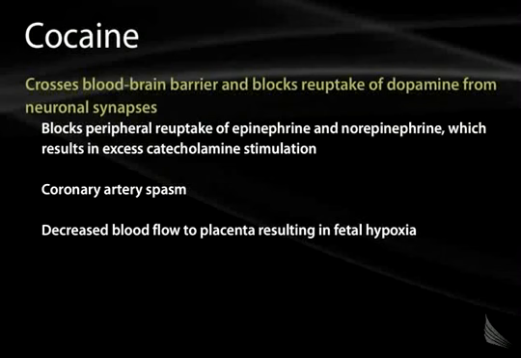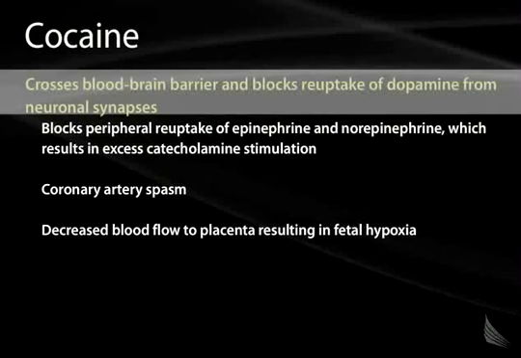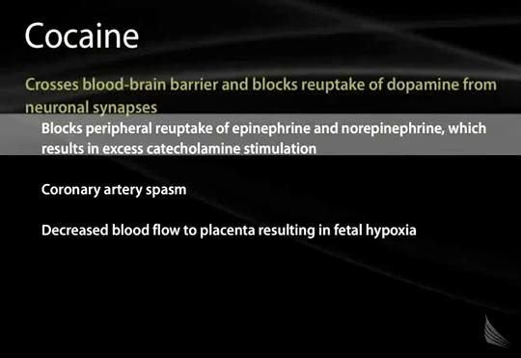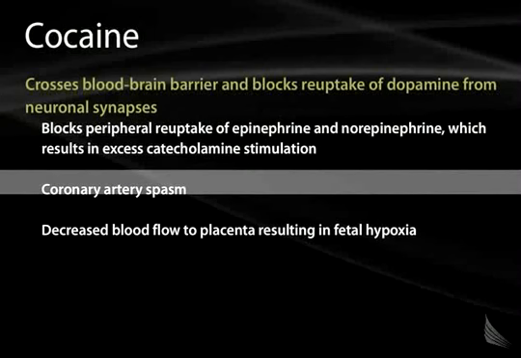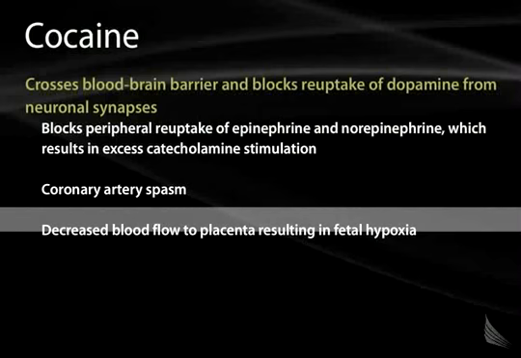Other drugs that are commonly abused include things such as cocaine. Cocaine crosses the blood-brain barrier and blocks the reuptake of dopamine from neuronal synapses. It also blocks the peripheral uptake of epinephrine and norepinephrine, which results in excess catecholamine stimulation. Cocaine can predispose patients to coronary artery spasm and also, in pregnant mothers, lead to decreased blood flow to the placenta, resulting in fetal hypoxia.